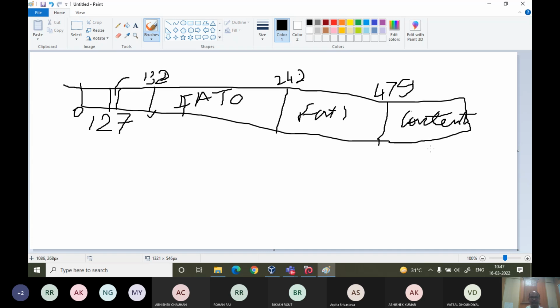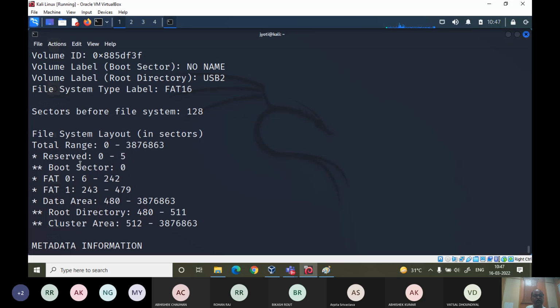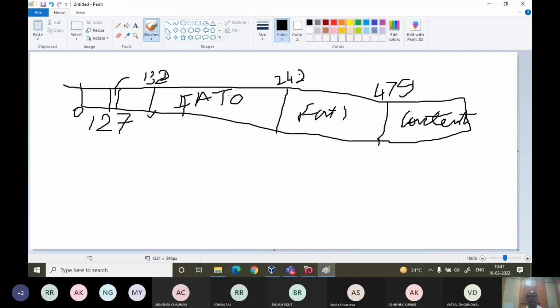Okay, so this is the total structure we can get from this information. If you see this information, 0 to 5, that means the first 6 sectors were reserved, out of which the 0th one was the boot sector. Then 6 to 242 was our FAT 0. So this was our FAT 0, this is our FAT 1, and then we have the content.